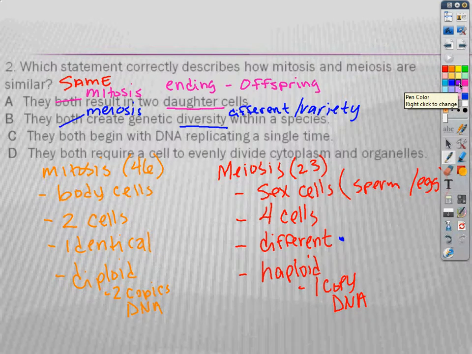They both begin with DNA replicating a single time. Well, no matter if I'm making 2 cells or 4 cells, I've got to make a copy of the DNA. That is because I've got to pass on a complete copy to my identical cell, or I've got to split it 2 different ways to get the 4 cells. So C is your correct answer. They both require a cell to evenly divide cytoplasm and organelles. Again, meiosis would not evenly divide those things up. And so C is the correct answer.